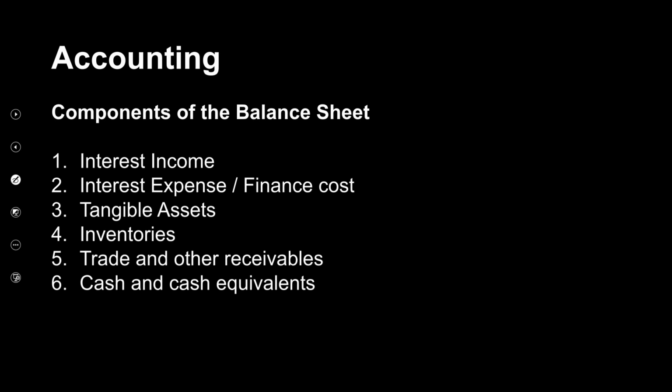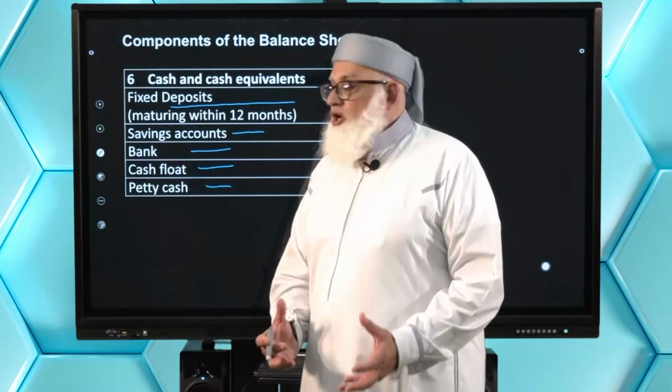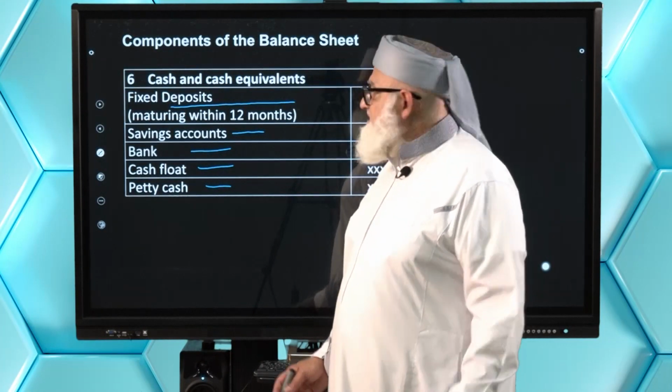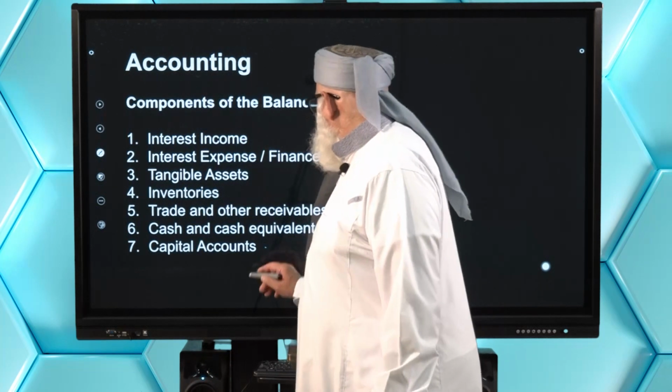The next one that we look at is our cash and cash equivalents. Under cash and cash equivalents, you're looking at one, your fixed deposit. Which one? Which fixed deposit? The one maturing within 12 months, right? Then you have your savings account, your bank account, your cash float, and your petty cash. So all of these would form part and parcel of your cash and cash equivalents.